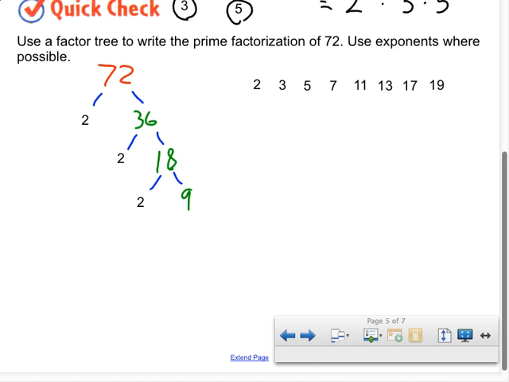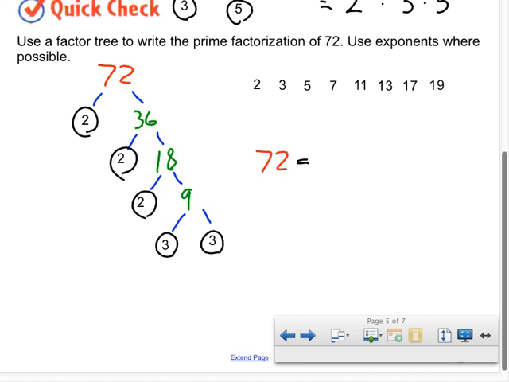Okay, and then we're going to reset. Does 2 go into 9? Nope. So we've got to go to the next prime number. Does 3 go into 9? Yes. And how many times does 3 go into 9? 3 times, because 3 times 3 is 9. Now I'm going to write this as a product of primes. And here are the bottom numbers. They're all prime numbers, so I'm going to finish this up.